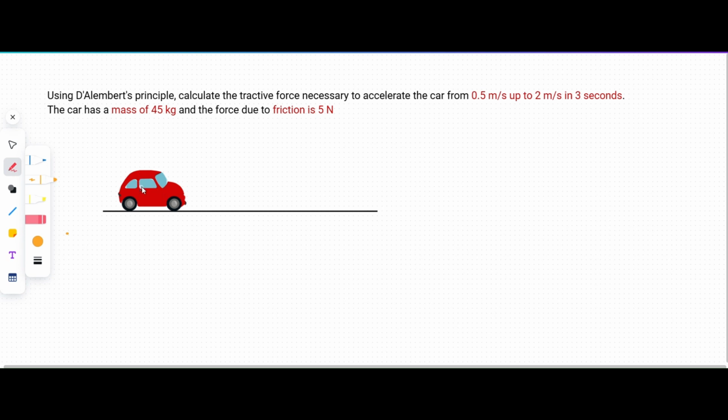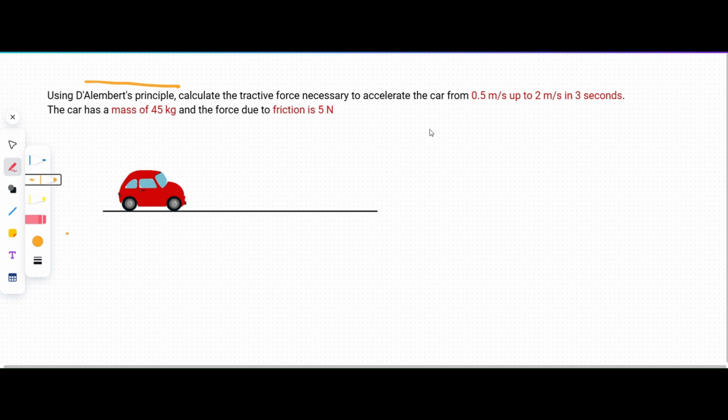We've got a car or an object, and we've got to use D'Alembert's principle. We've used conservation of energy before, but in this one, we've got to use D'Alembert's principle. So we've got a car or something, and we've got to find the tractive force to accelerate the car from 0.5 meters per second up to 2 meters per second in 3 seconds.